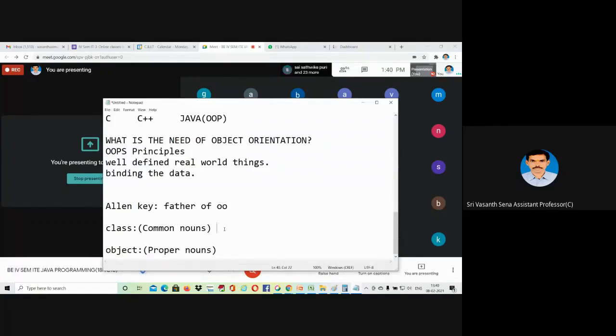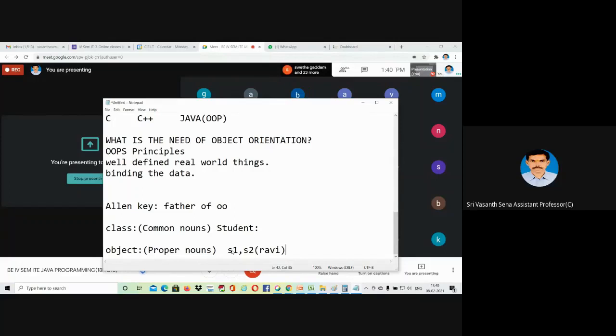Children. Student is a common noun, right? So which student is it? Yes, there is a student S1, S2, right? So these are the proper nouns. Else we can give some name like Ravi, a particular instance. Ravi is a student type. Ravi is a student. Children, is it audible? Yes, sir. So Ravi is student type.